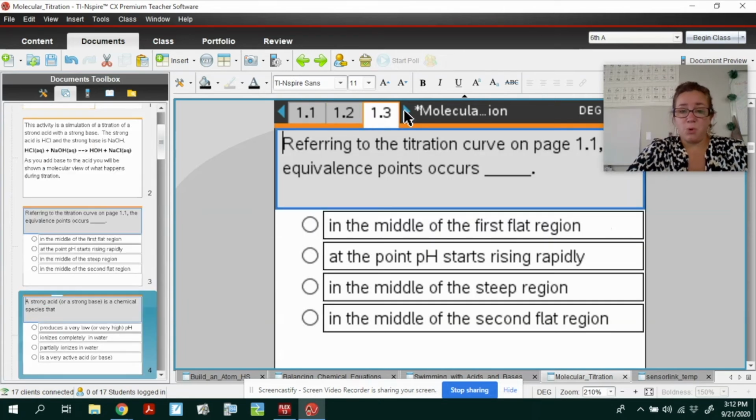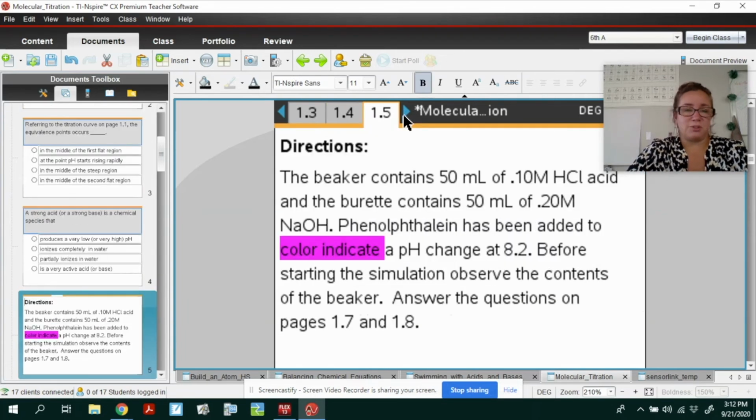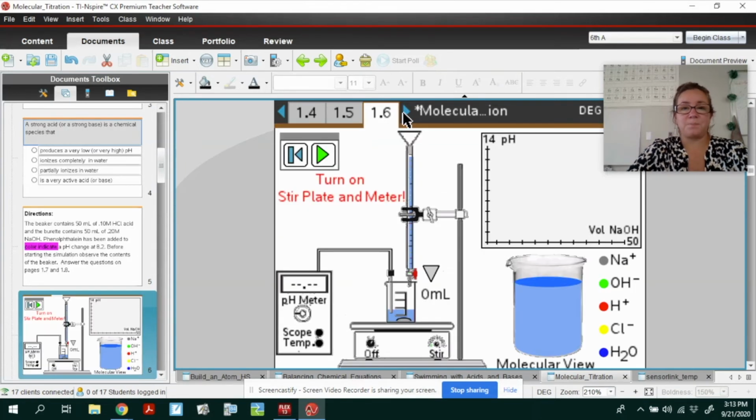And so some questions, like I mentioned, there's always questions, which are great. You can leave in or take out. And so we're going to start with a beaker of hydrochloric acid, and in the burette is sodium hydroxide. It tells us that there will be a color change when the pH changes. So what we have over here on the right is the molecular level view. At the top is our graph of what's happening.